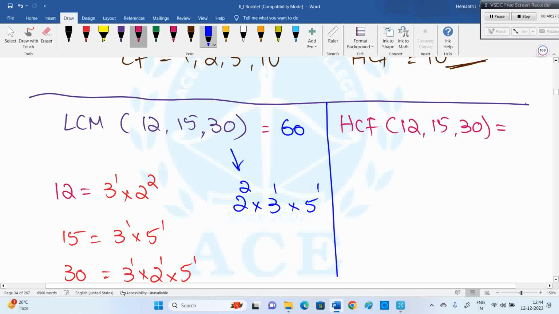For LCM, you have to write all the prime numbers and each one's highest power. For 3, the highest power available is 1. For 5, the highest power available is 1.